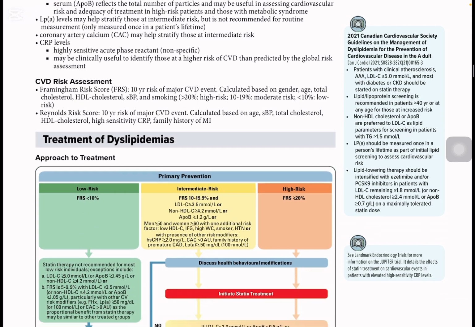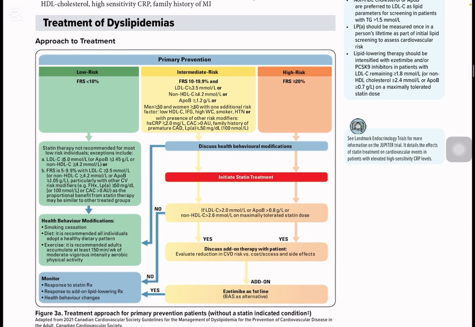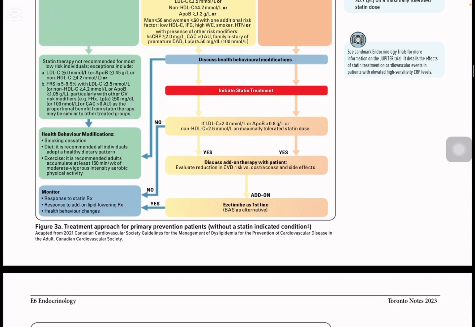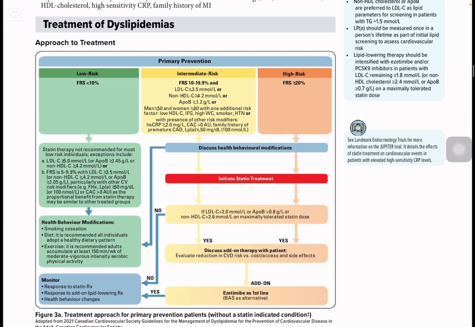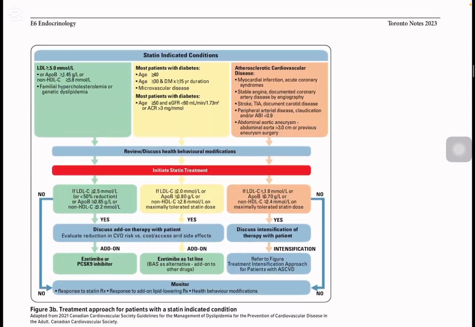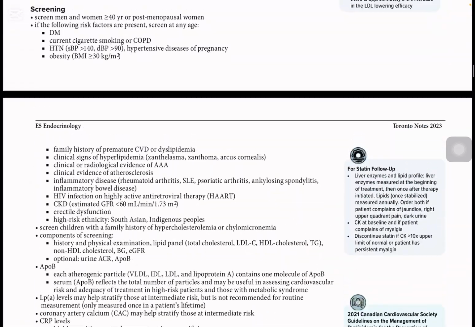We have mostly done the screening part, and now this is the primary prevention FRS, a similar table to the one we've already done. There's nothing different in this table, it's just the colors which are different. So you've mostly covered this part as well. I'm going to make a second video to cover the endocrinology part of dyslipidemia.